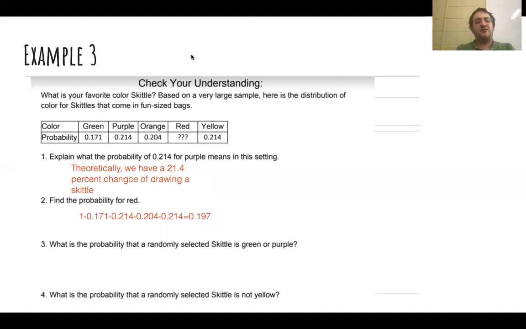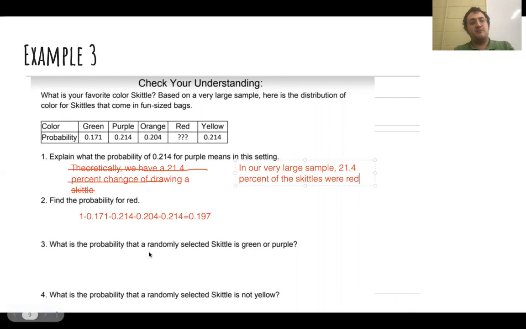Actually, I should take out the first one here. It's not quite theoretical. It's close to being theoretical. But in our very large sample, so scratch what we said here for number one, but rather we could just say in our very large sample, 21.4% of the Skittles were purple.